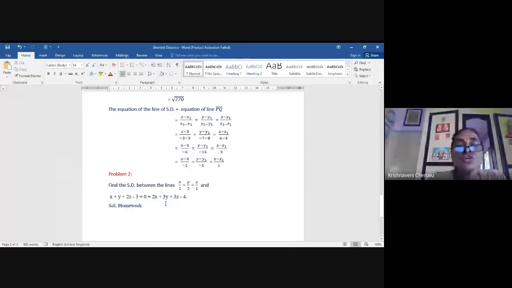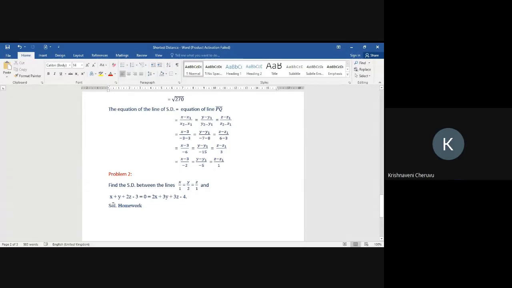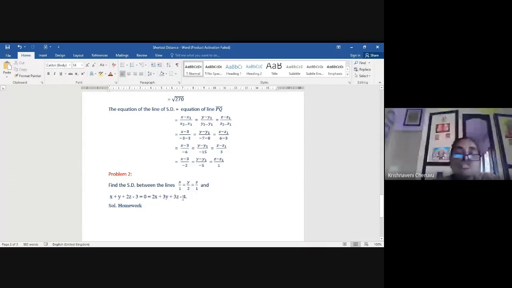And one more problem I'll do tomorrow, that is finding the shortest distance between two lines when both the lines are unsymmetric. So tomorrow I'm going to cover two problems. In both problems we will find the shortest distance, but the first case is one symmetric, one unsymmetric, and the second case is both unsymmetric. But today, like I already discussed in the previous lecture, you have to transform unsymmetric form to symmetric form. Then when both the lines are symmetric, I just discussed how to find the shortest distance.